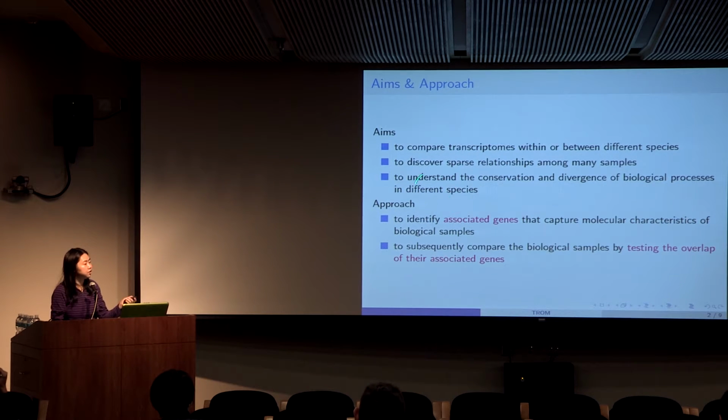This is a consequence of using this method. Our approach has two parts. The first is to identify associate genes that capture molecular characteristics of biological samples. I'll define this term specifically in a later slide. Using these associate genes, we then compare the biological samples by testing the overlap of their associate genes. That's why we call this the transcriptome overlap measure.